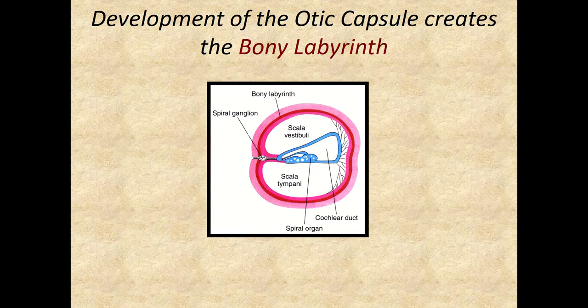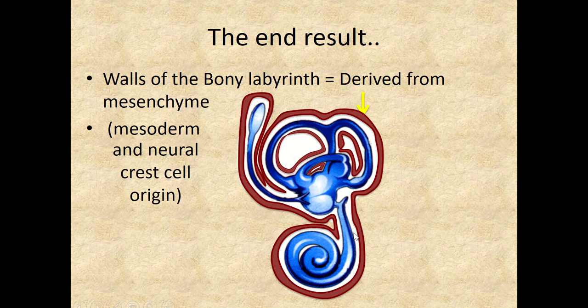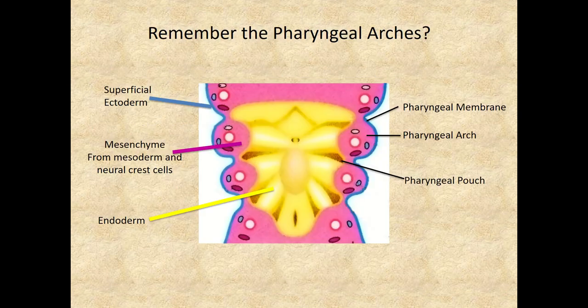Okay, so the bony labyrinth is a result of the otic capsule undergoing endochondral bone formation. The membranous labyrinth is going to be from surface ectoderm, all in blue. The outer bony labyrinth is derived from mesenchyme, which comes from mesoderm and neural crest origin, that undergoes endochondral bone formation. Okay, remember those pharyngeal arches that we talked about earlier, a couple classes ago?